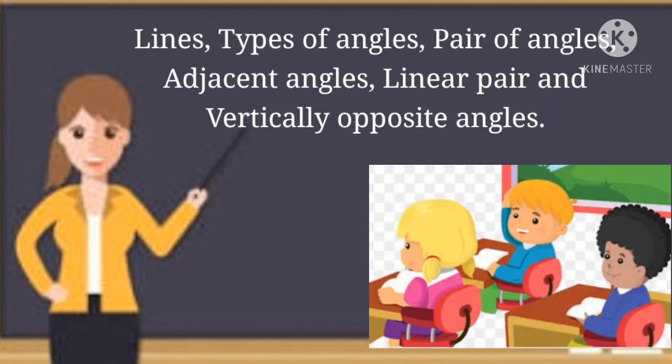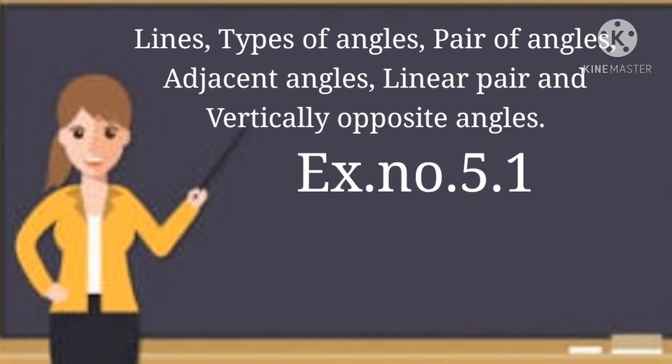Children, today we learnt about lines, types of angles, pair of angles, adjacent angles, linear pair and vertically opposite angles. Please work out sums from exercise number 5.1.